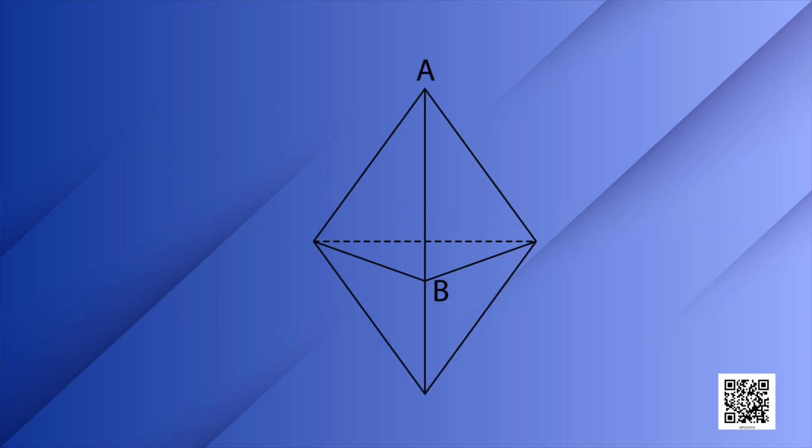Now look at this picture. Is this a regular polyhedron? No. Although all sides are congruent, you can see that while 3 faces are meeting at point A, 4 faces are meeting at point B.